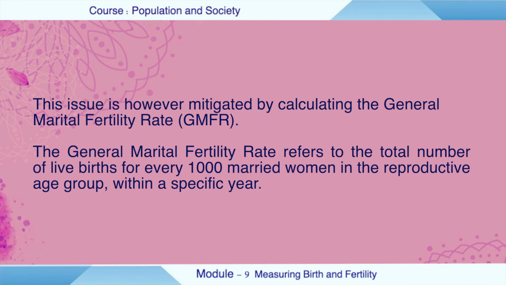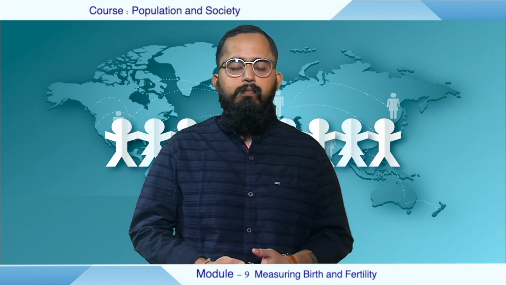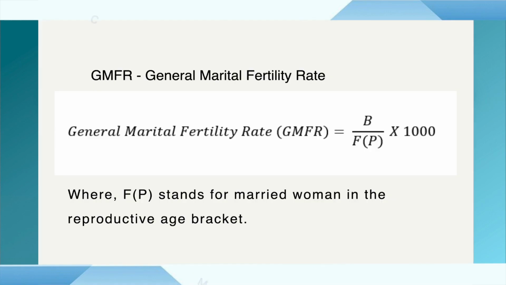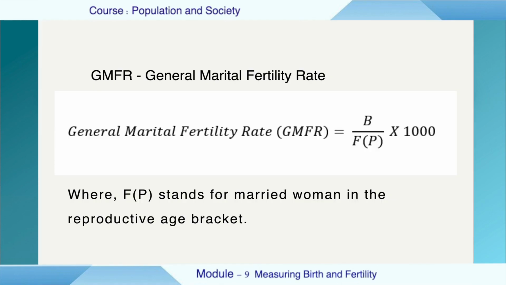The general marital fertility rate refers to the total number of live births for every 1,000 married women in the reproductive age group within a specific year. As you can see on your screen, the formula is quite similar to the GMR. However, here FP stands for married women in the reproductive age bracket.